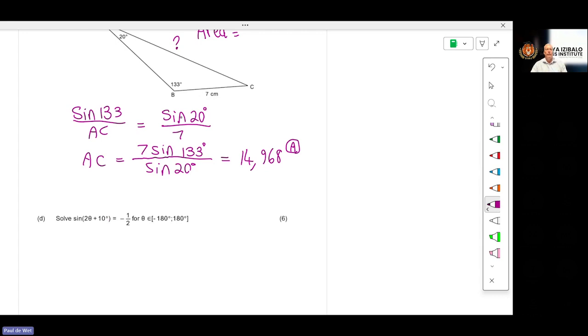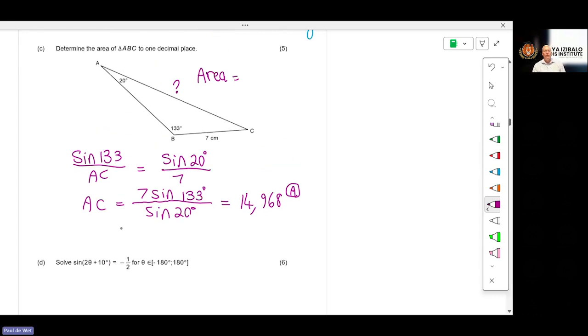Now, what did you do next? You can use the area formula. You're missing an angle though. That's just angles of a triangle. That's 153 degrees. You're absolutely right. This is 27 degrees. And then how do you use the area formula? Area of ABC is equal to 1/2 a b sine C.